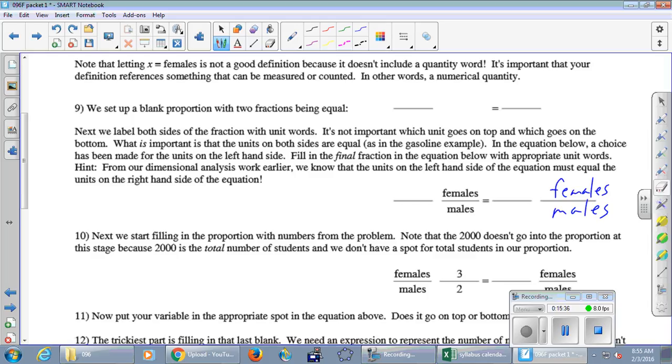I think putting those units in, while it might take you an extra 10 seconds to write the words down, will save you from the potential of having a fraction on the one side and then accidentally putting the flipped version of the fraction on the other side. Just write the words. Okay, next thing we're going to do is start grabbing some numbers.